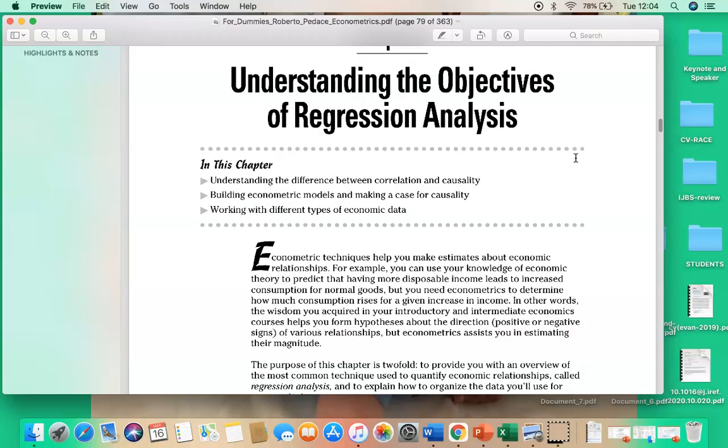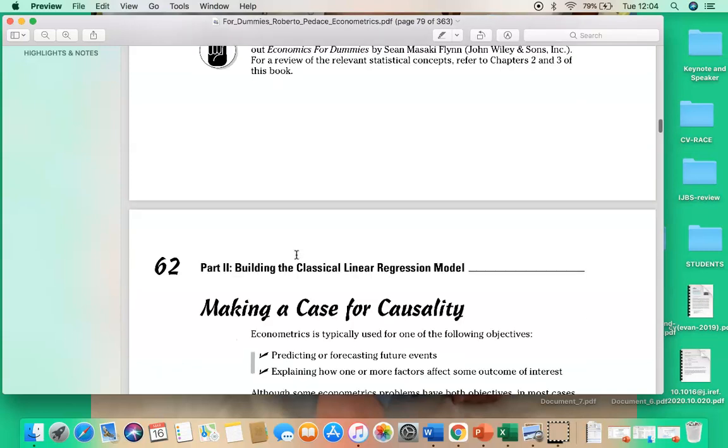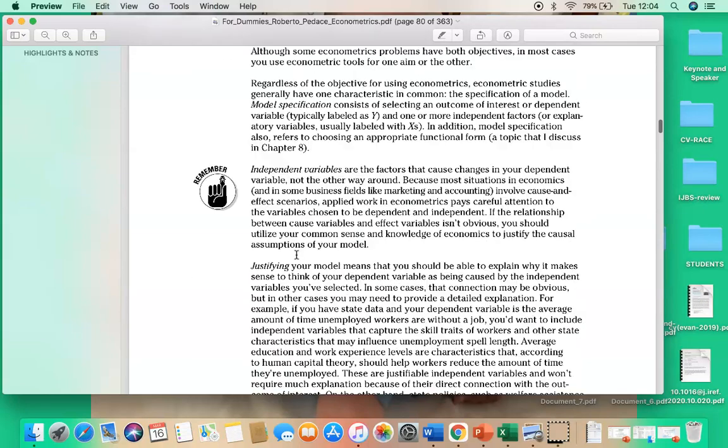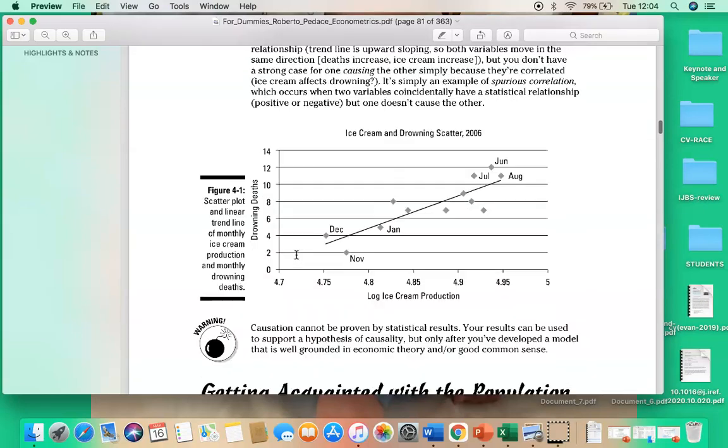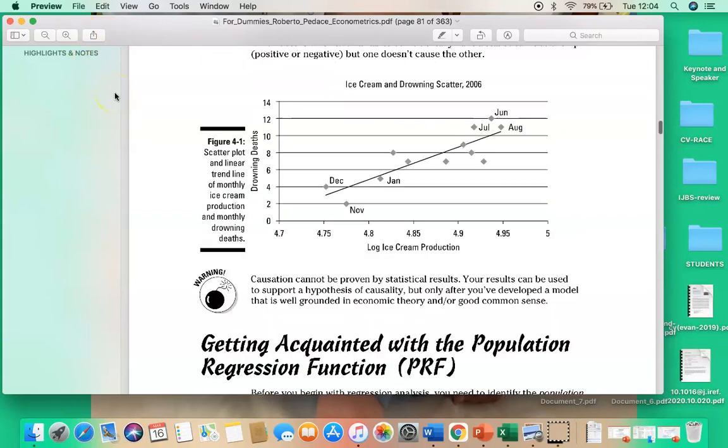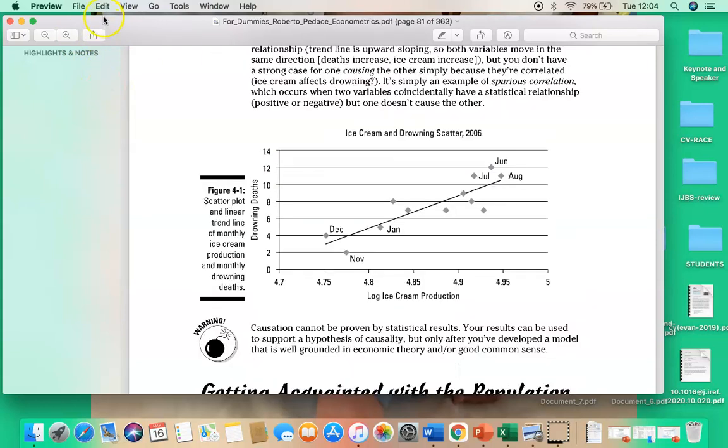It says that in this chapter, understand the difference between correlation and causality. We have done that. Building an econometric model and making a case of causality. This is extra, above what we have discussed here, working with different types of economic data. So this is more interesting. I just share with you some of the justification of what we are doing. Same here, you see here, this is pretty interesting to explain a certain phenomenon, especially, right?